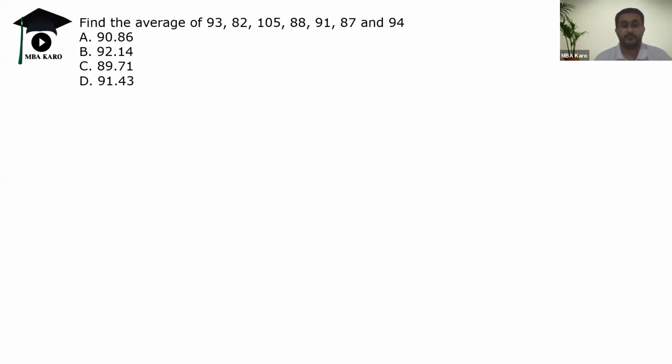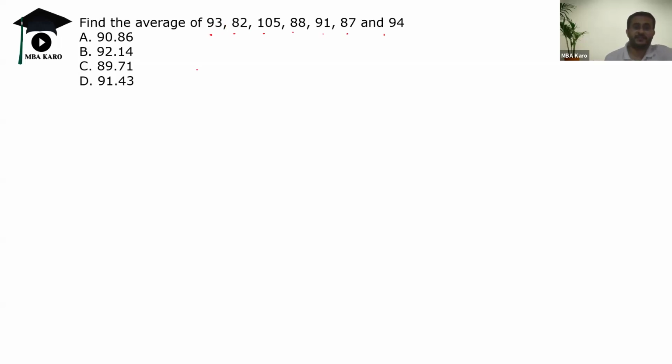But the more important thing is understanding the deviation method, which will be quite handy, especially in data interpretation, where you will have to do a lot of calculations. Now we need to find this average. You must have added those and divided by the 7 values to get the result, right? That is one way.